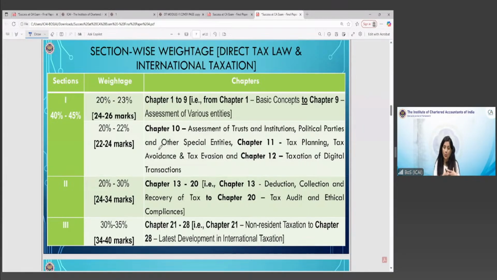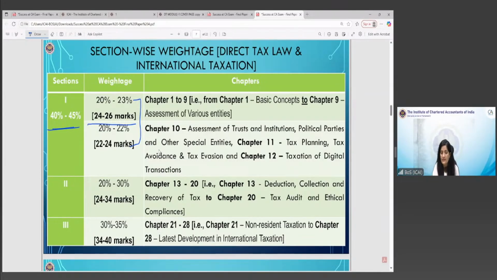In section 1, the overall weightage is 40 to 45%. Again, it is divided into 2 subsections. The first subsection has a specific weightage of 20 to 23%, right? And in subsection 2, a specific weightage of 20 to 22% is given. Just make an analysis of where you can score good marks after preparing a little bit. Some of the topics you need to prepare, and you can score very good marks.